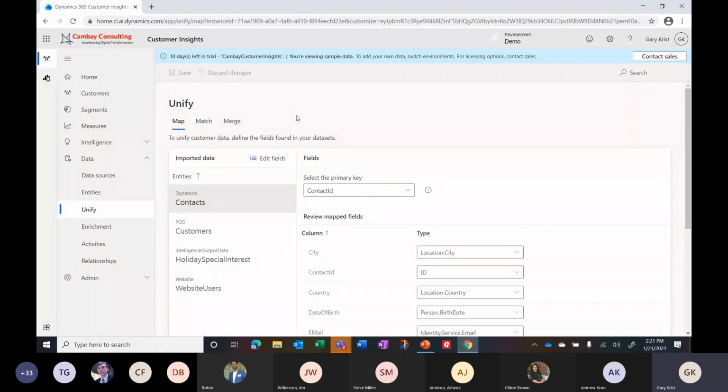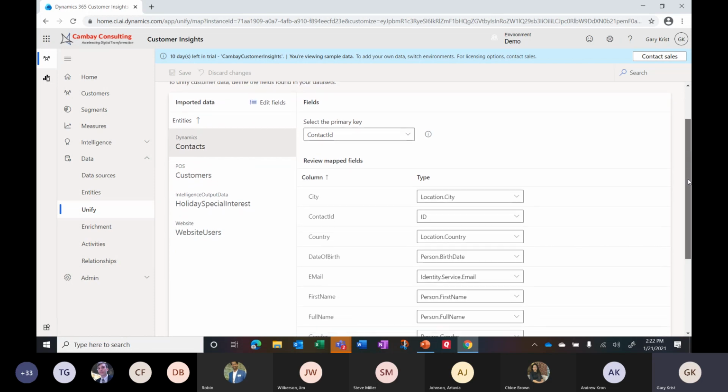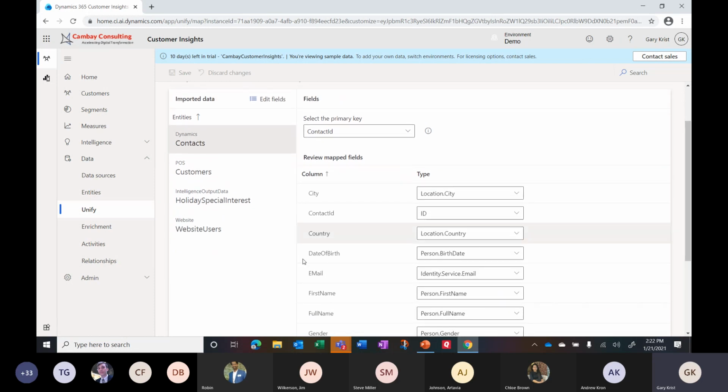Okay. So then, this is the area we were talking about earlier, the ability to actually unify this data. So as we have each of our databases that we had already mapped into our data source, in this case we have contacts from Dynamics, we have customers from a point of sale system, and then we have some data coming in from some website applications as well. So within each of these, we identify our primary key, and within that, we identify the data that we want and the type of data that it is.